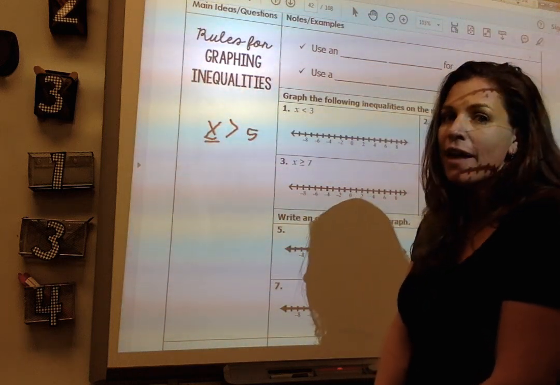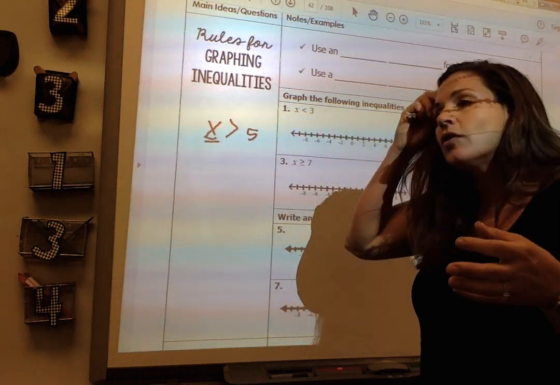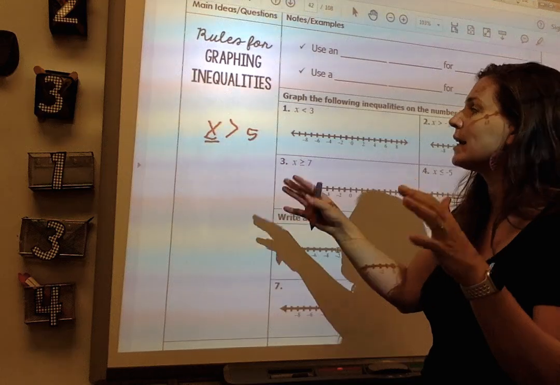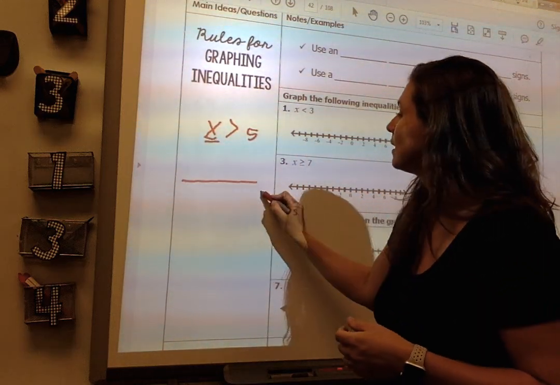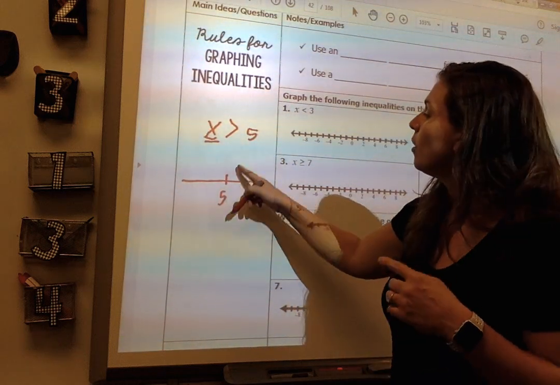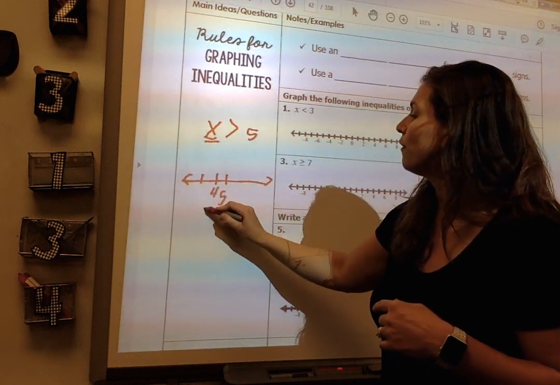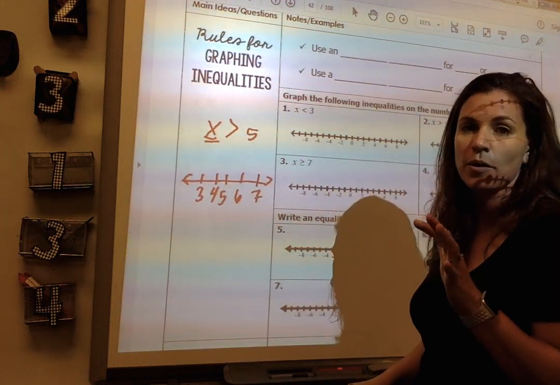Can x be 5? It can't be 5. It's got to be greater than 5. So that means it can be 6, it can be 7, it can be 5.5, it can be 8, 9. It's any number that's greater than 5. So when we graph it, if this is my target number, when we set up a number line, I want 2 integers to the left, 4, 3, and 2 integers to the right. That's how we set up our number line.